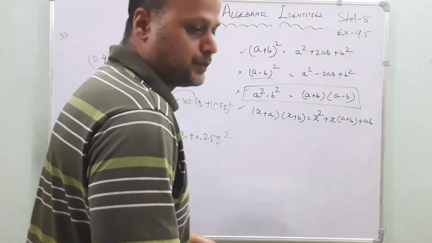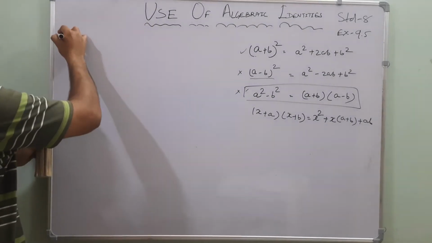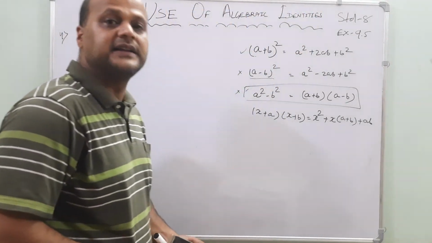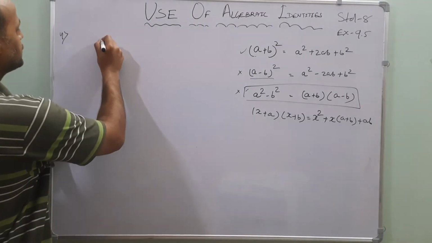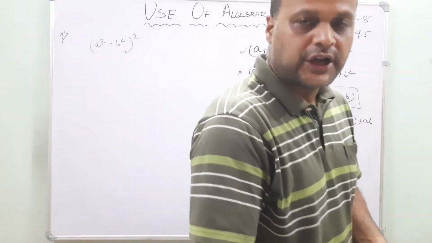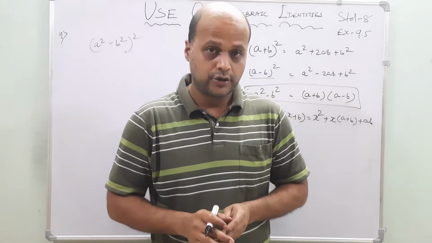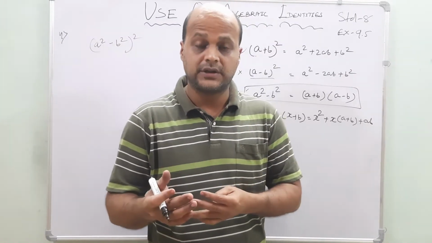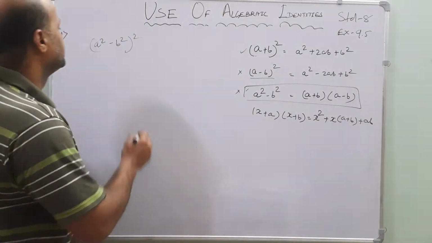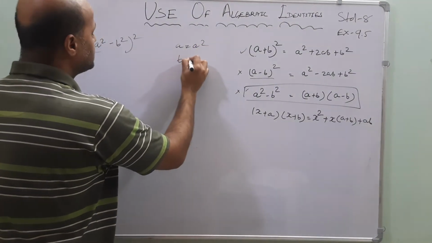Let's go to the fourth one. Fourth question, what is given? The fourth question is about simplifying. Simplify (a square minus b square) whole square. So my dear friends, as I always told you, I will do some part of your syllabus, and the rest of the numbers you have to try at home so that you can easily understand that. Again there are two parts here: a is equal to a square, b is equal to b square.